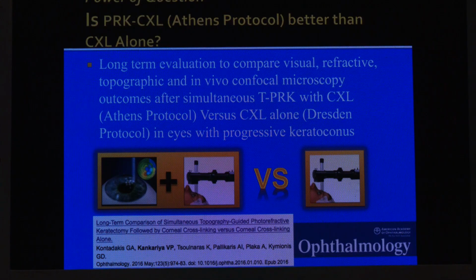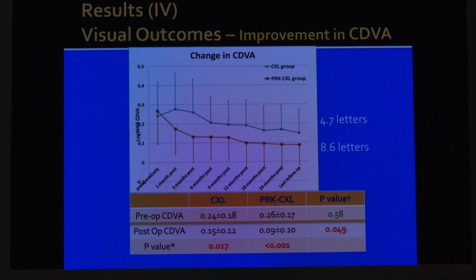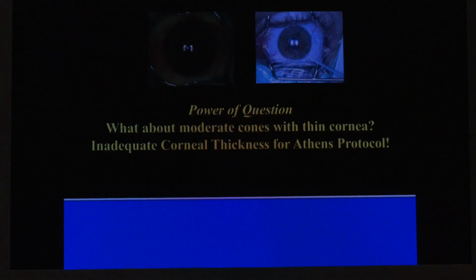Then we went on to do a long-term study in which we compared this PRK CXL, which is the Athens protocol, along with the CXL alone protocol in terms of long-term evaluation to compare visual, refractive, topographic and in vivo confocal microscopic outcomes. And then we could show in these patients that the refractive outcomes as well as the visual outcomes were significantly better with Athens protocol, gaining 30 letters on logMAR versus only 8 with CXL alone, and also in terms of the best corrected visual acuity gaining as much as 8.6 letters, as against CXL alone, which could get only 4 letters gain. It was seen to be a very safe modality of treatment.